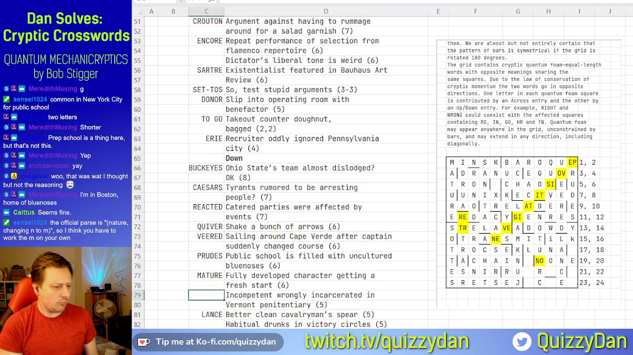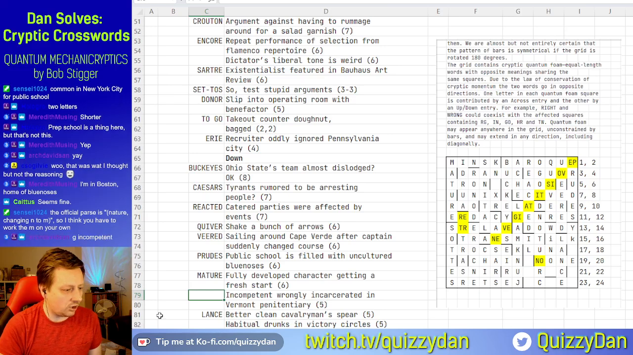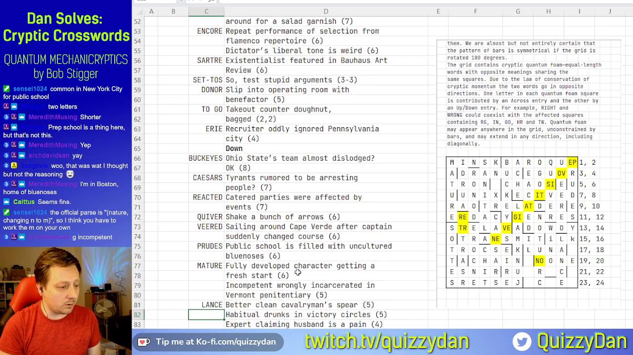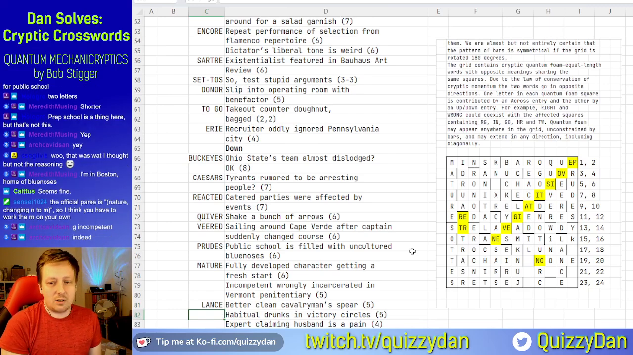Okay. Incompetent, wrongly incarcerated in Vermont Penitentiary. Yeah, fine. You could just sort of double the N, because an M is just an N and an N, isn't it, really? So, incompetent. Wrongly Vermont Penitentiary. Going to come back to that one. Habitual Arch. I'm very impressed you didn't do an arrow pointed to yourself and incompetent. Sure you will in a second though. Habitual drunks in victory circles.